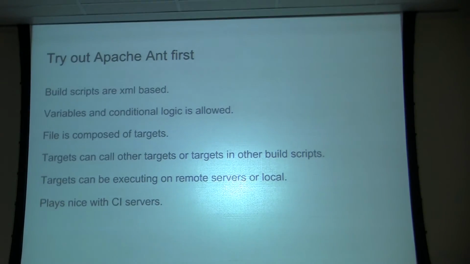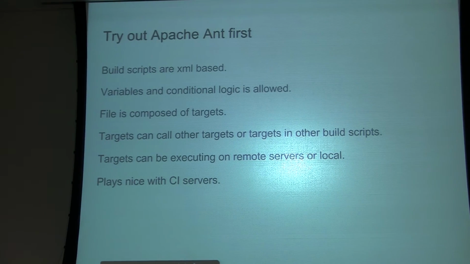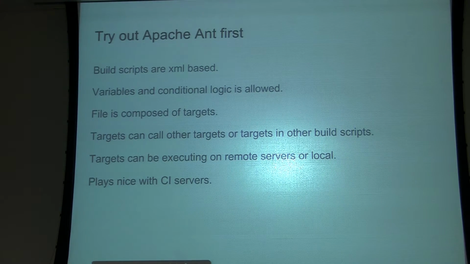It's XML based, which makes it really verbose, kind of a pain to code for if you're used to JSON, I guess. It does have conditional logic. I think you have to patch it to get conditional, but you can definitely do if, this, else, whatever. It does support variables. They call them build properties. Targets can call other targets. They're remote or local, plays nice with CI.